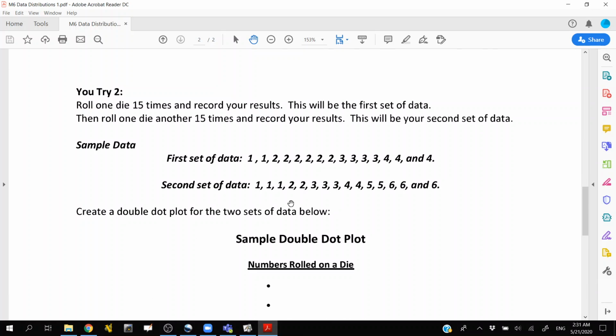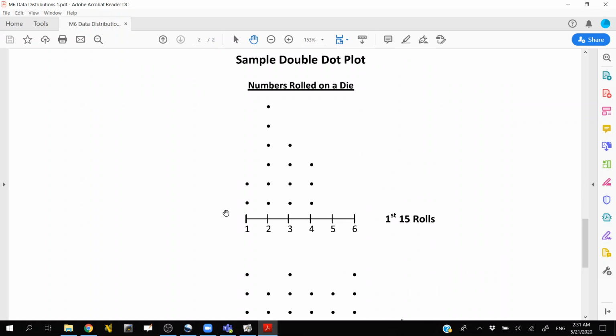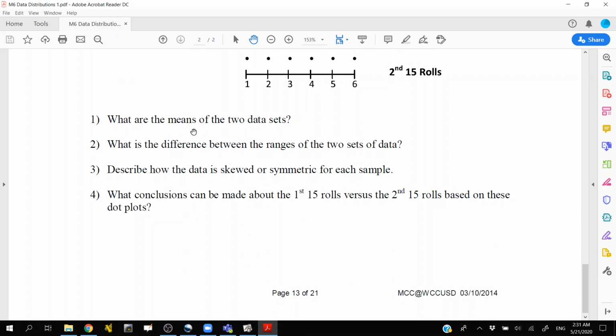Then we're rolling die. When you rolled it for a while, you got this, rolled it again, you got this, great. We're comparing those data sets, exact same things. Looking for mean, looking for the ranges and the difference between those ranges, and then looking at how the data is skewed or symmetric. This has to do with that shape of the data that we haven't talked about yet, but I think you guys can get through it.